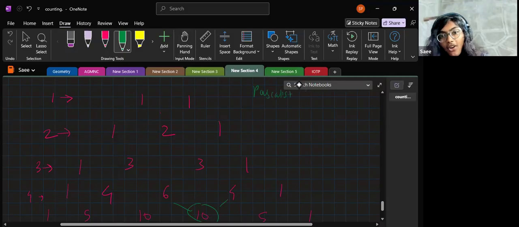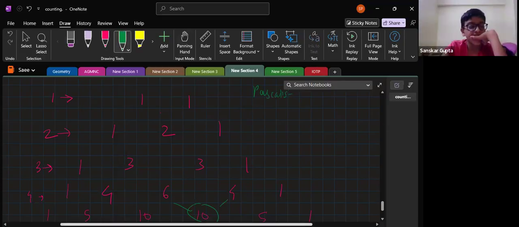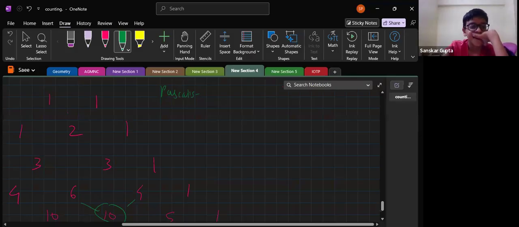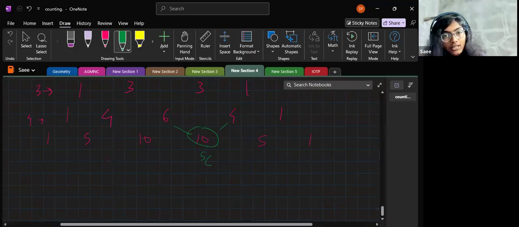There are so many cool things you can observe in this. You get that nCr is n minus 1 C r plus n minus 1 C r minus 1. If you see, this is 5 choose 0, 1, 2, 3. This is 5 choose 3. This is 4 choose 2 and 4 choose 3. So the observation is that 5 choose 3 is equal to 4 choose 2 plus 4 choose 3.